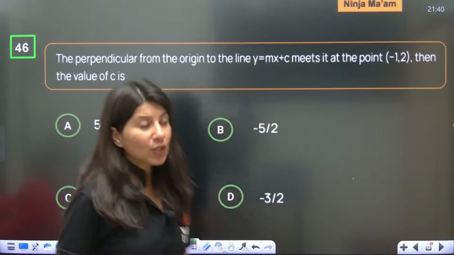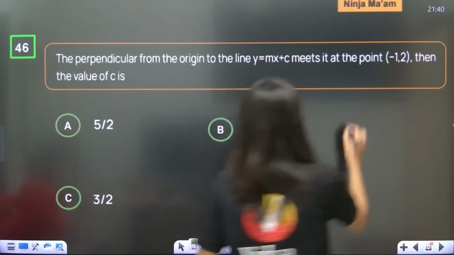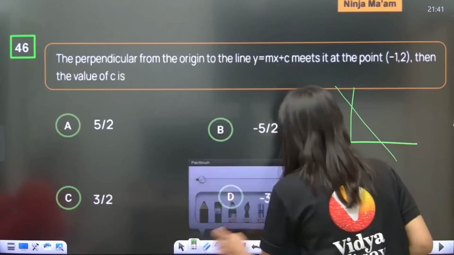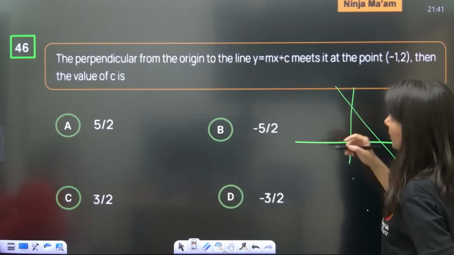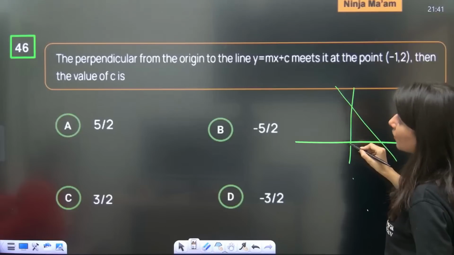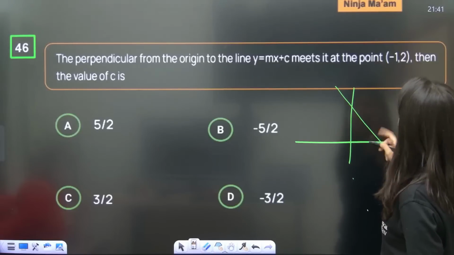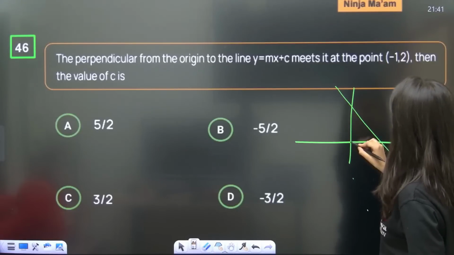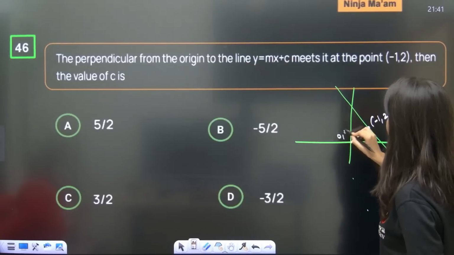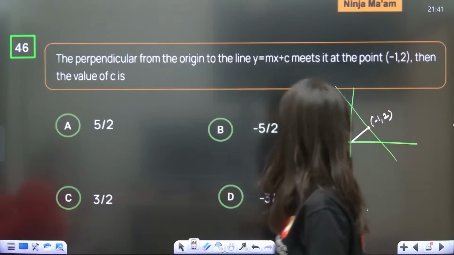The perpendicular from the origin to the line y is equal to mx plus c meets the line at the point minus 1, 2. So this is minus 1, 2 and this is 0, 0. Okay. So the value of c.